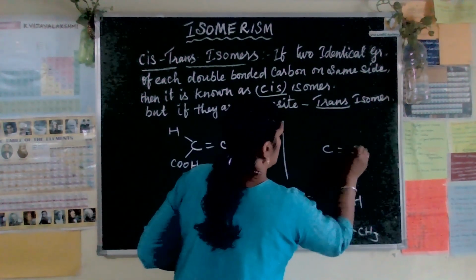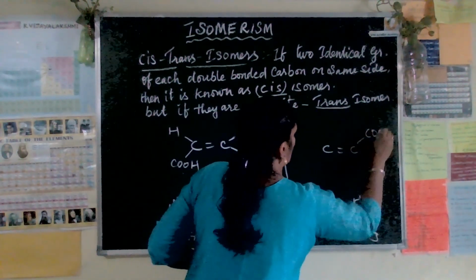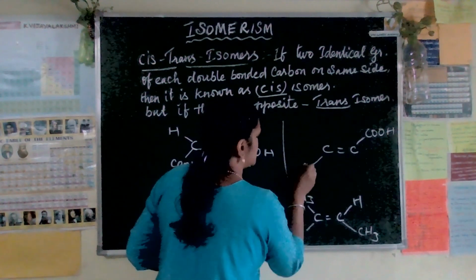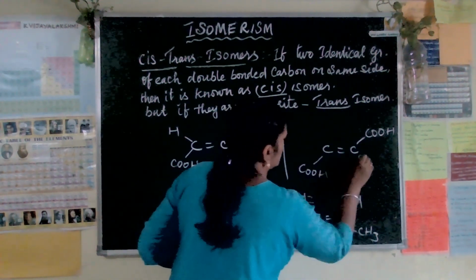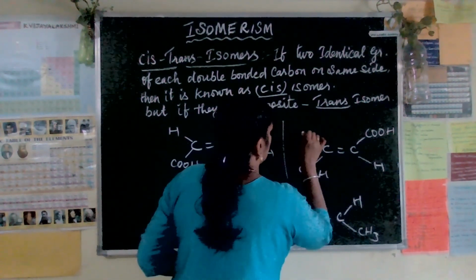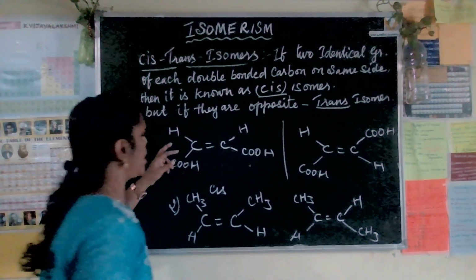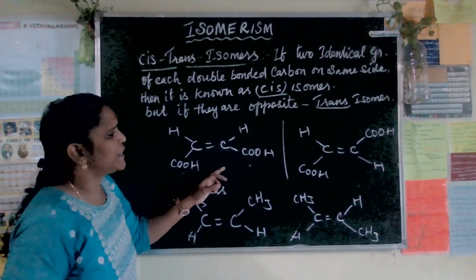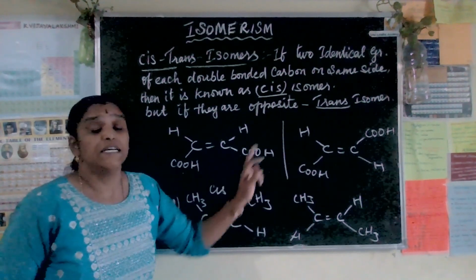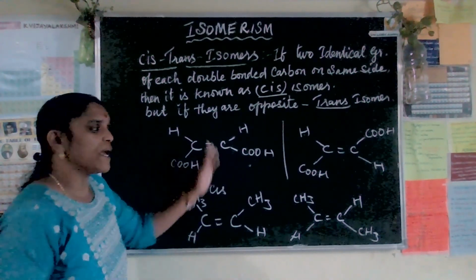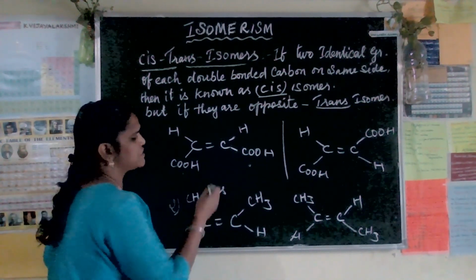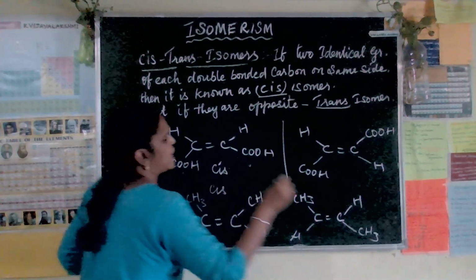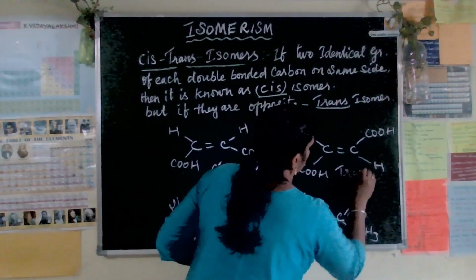So, C double bond C. Here, COOH, just to the opposite side, COOH. Now here, hydrogen, here, hydrogen. Now, I think you will get a better idea about the cis and trans isomer. Is it clear? So, which is cis and which is trans? This is cis and this is trans.